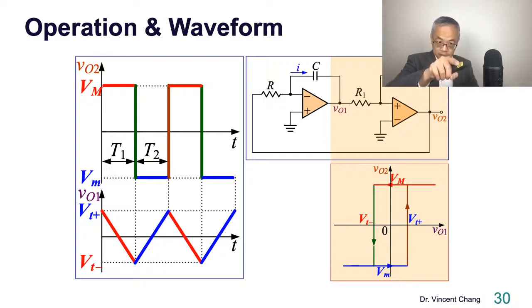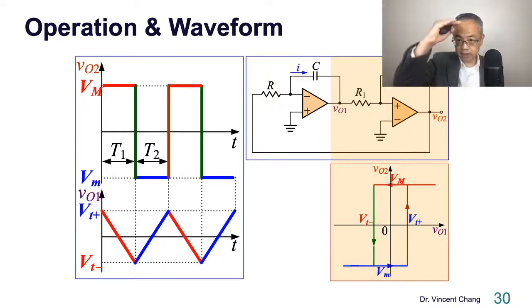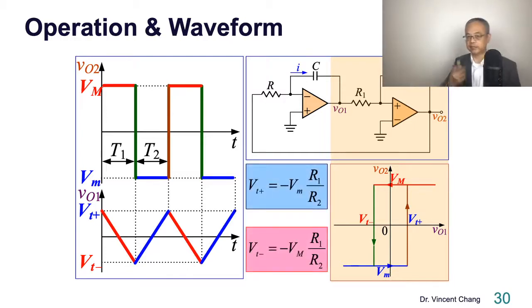Okay? VT positive, VT negative is the maximum value and the minimum value of the triangular waveform. So it comes from the foundation of the non-inverting bistable multivibrator. I'm not going to repeat this.